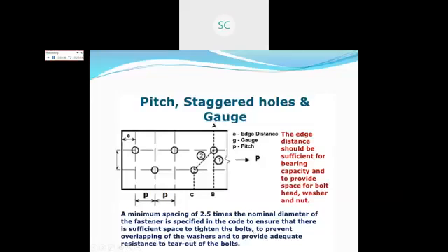Fasteners are nothing but different types of connections: bolts, rivets. A minimum spacing of 2.5 times the nominal diameter of the fastener. Always remember, minimum spacing is 2.5 times the diameter of the fastener as per the code, to prevent overlapping of the washers and to provide adequate resistance to tear out of the bolt. So why 2.5 times? To prevent overlapping of the washers and to provide adequate resistance to tear out of the bolts.